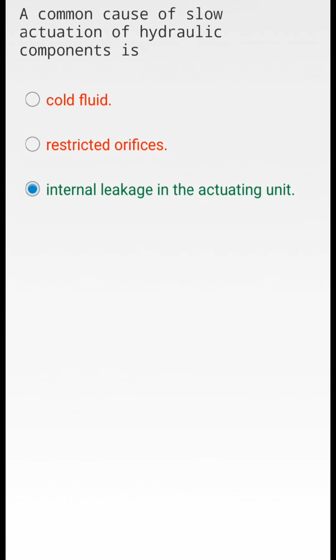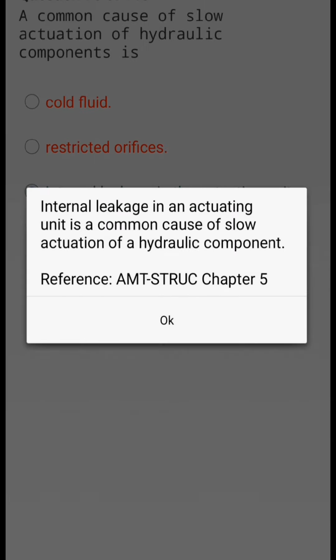A common cause of slow actuation of hydraulic components is internal leakage in the actuating unit. Internal leakage in an actuating unit is a common cause of slow actuation of a hydraulic component.